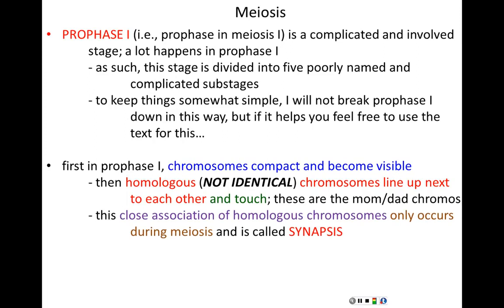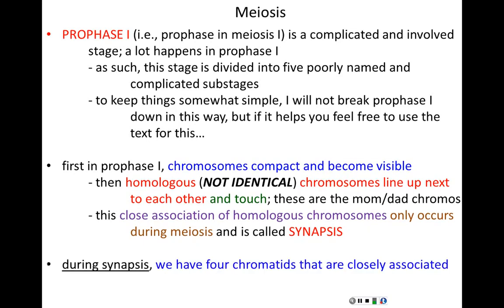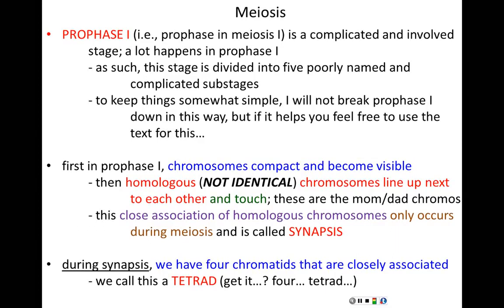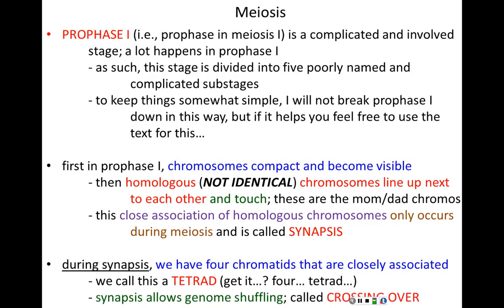It's this close association of homologous chromosomes that occurs only during meiosis, because in mitosis they're single file, and this close association is referred to as synapsis. Synapsis only occurs in meiosis I. During synapsis, when these homologous chromosomes are touching next to each other, we have 4 chromatids that are very, very similar, if not identical, closely associated with one another, and we call this structure a tetrad. Tetra for 4. Get it? Tetrad. A tetrad is 4 chromatids side by side.